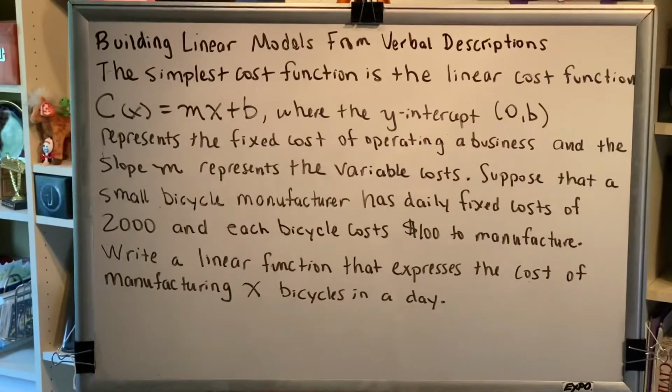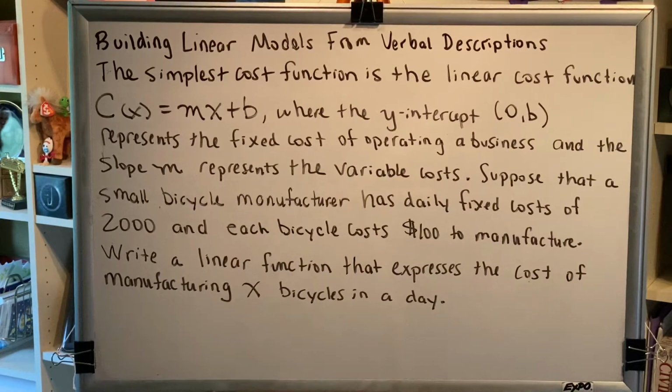The topic of this video is building linear models from verbal descriptions. The simplest cost function is the linear cost function, C(x) = mx + b, where the y-intercept, b, represents the fixed cost of operating a business, and the slope, m, represents the variable costs.